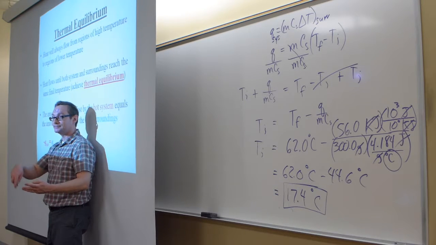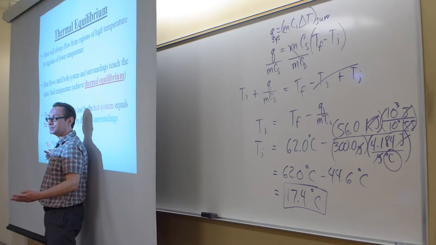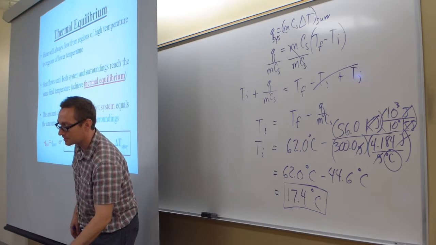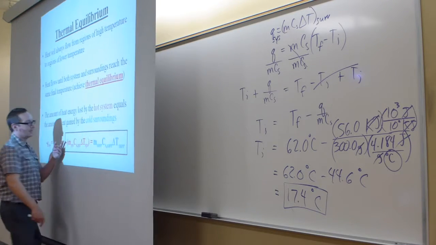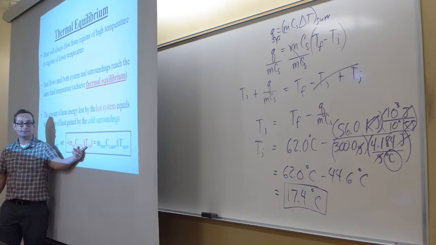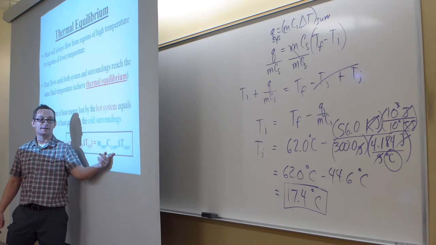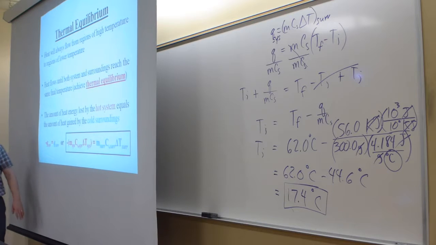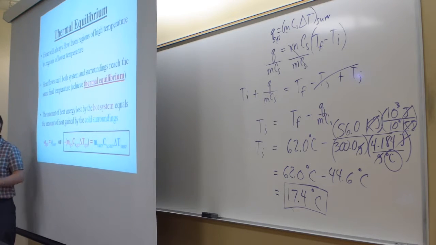You have to designate system and surroundings. Here's another way to say it: negative Q system equals positive Q surroundings. And if you take the MCATs on both sides, you can get this equation: negative M system, specific heat system, delta T of the system equals mass of the surroundings, specific heat of the surroundings, changing temperature of the surroundings. So again, this is another statement of the first law. We've got probably at least 10 different ways you can say the first law.